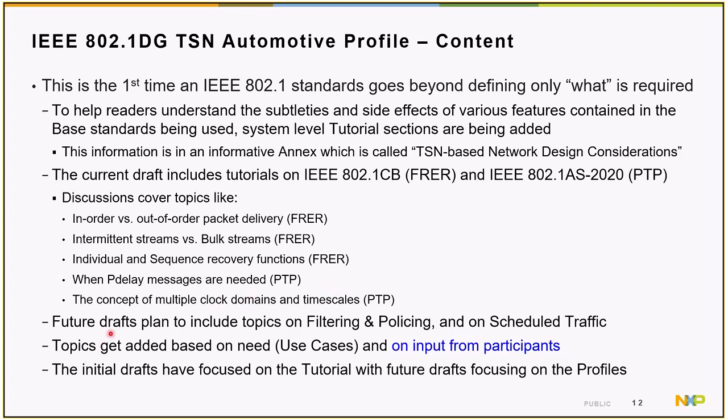Future drafts plan to include tutorial topics on filtering and policing and on scheduled traffic. So topics get added based on need, use cases, and on input from participants. So there is, again, where you can help and say, I'm confused in this section. I don't understand this standard. The initial drafts have focused on the tutorial, with the future drafts mainly focusing on the profile. So that's what these first drafts have been on. So that's a good read. So getting a copy of the draft and then reading the tutorial might answer a ton of your questions right off the bat.